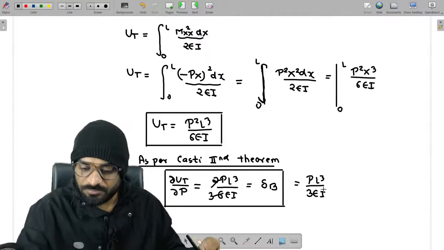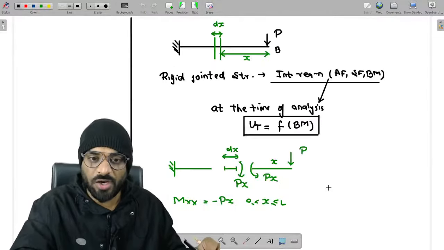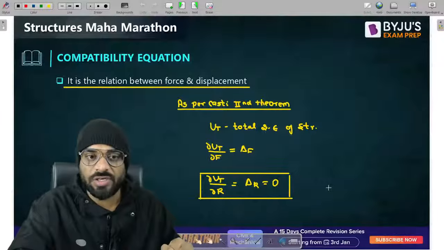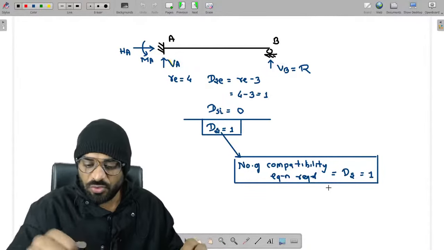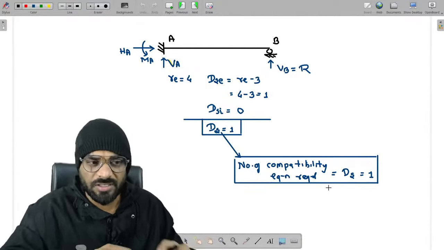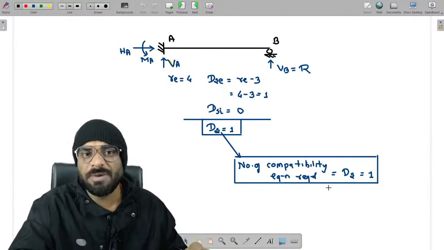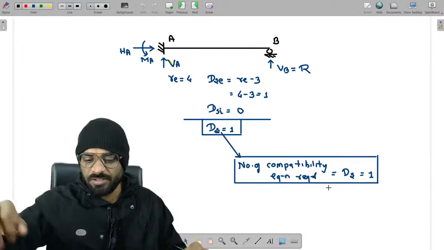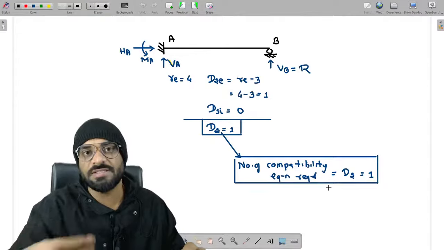Yes or no? Please write down in the chat box. Crystal clear to all of you how to calculate the strain energy, and how to calculate the displacement by using Castigliano's theorem? You just have to revise it, right? No doubt if you have a lengthy problem, guys, then you have to apply the same approach, but it will take time to solve it, right? But we are just revising the concept so that we are able to recall things very easily.